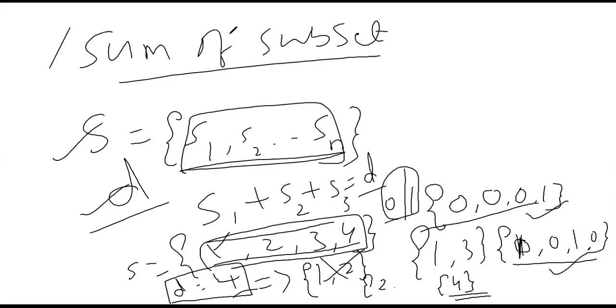Okay. I hope the problem statement is clear for you all. Let us take one example and start solving how to solve this approach using backtracking. Fine. So I hope you remember what is state space tree.